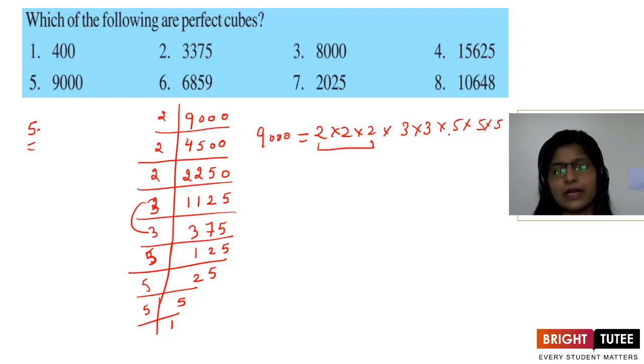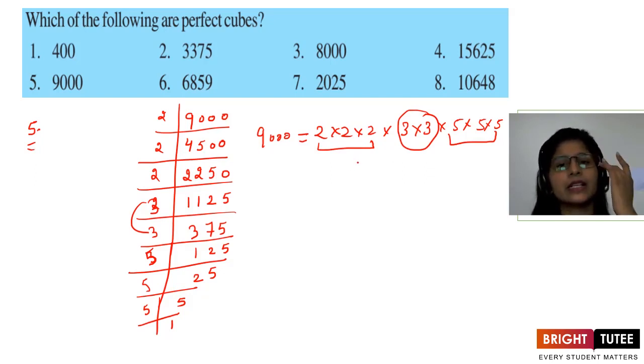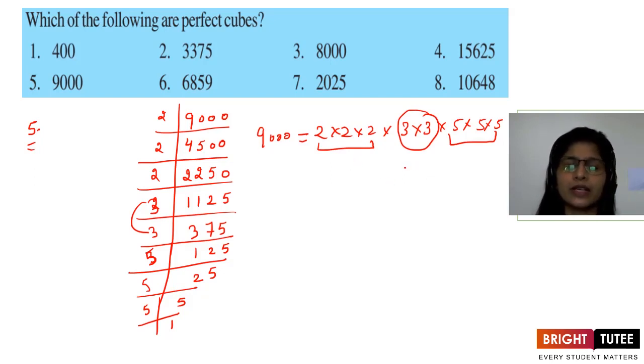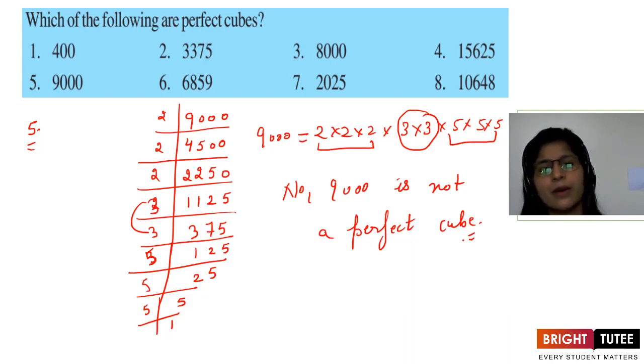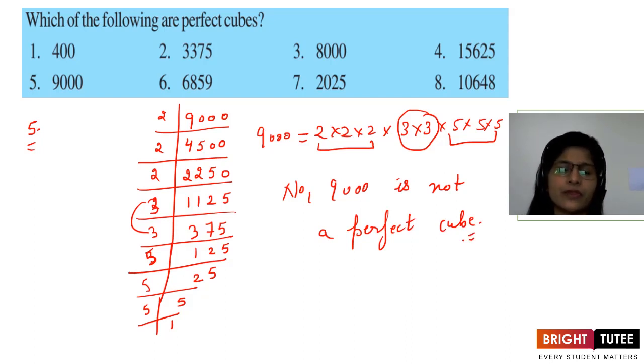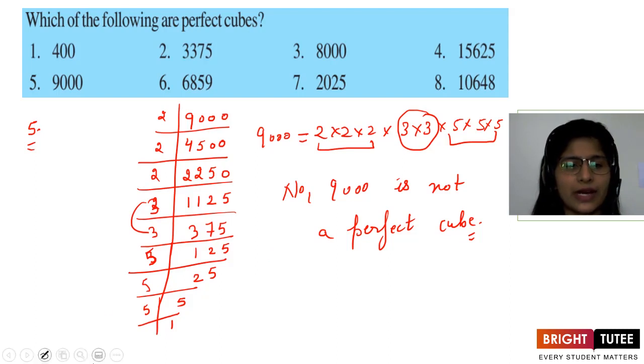Let's try to form the triplets. This is one triplet, this is another triplet. Can this form a triplet? No, this is forming a pair, not a triplet. A triplet has 3 numbers in them, right? So we say no, 9000 is not a perfect cube. Right, so we are able to reach the conclusion by forming the triplets. Whether a number is a perfect cube or not can be known by prime factorization very easily.